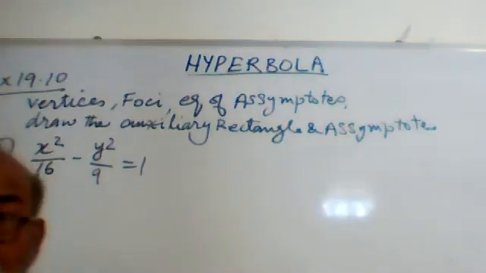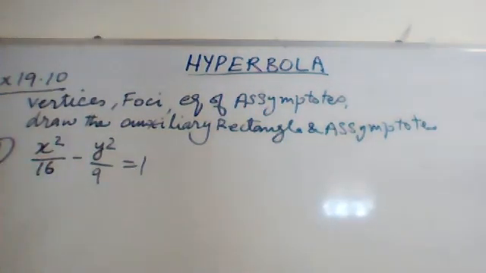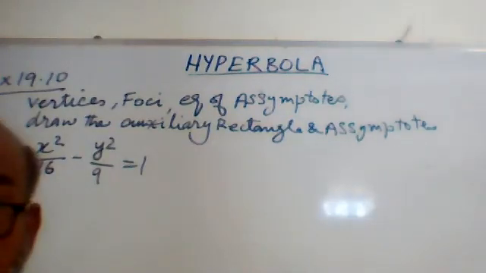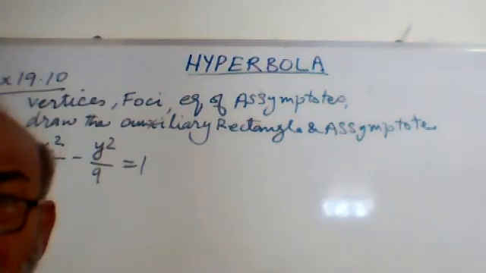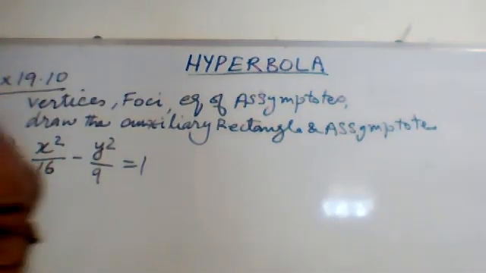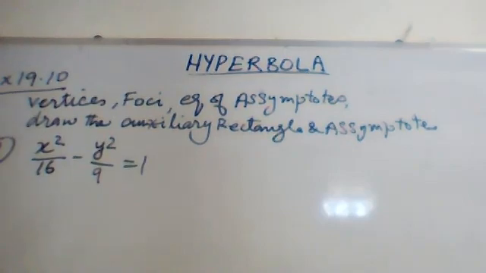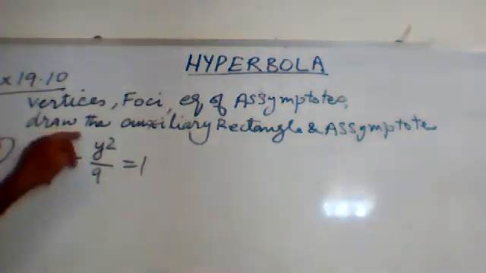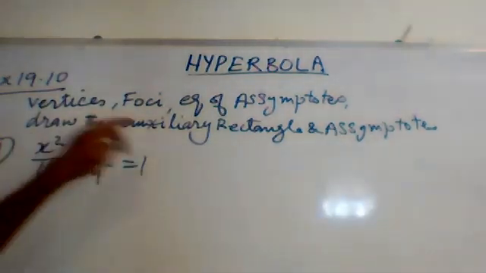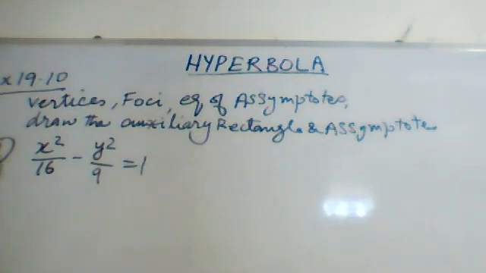Okay, this is the question. The question is x square upon 16 minus y square upon 9 equal to 1. We will find the vertices, foci, equation of the asymptotes, and then we will draw the hyperbola, auxiliary rectangle, and asymptotes.